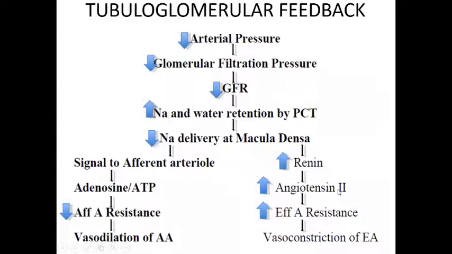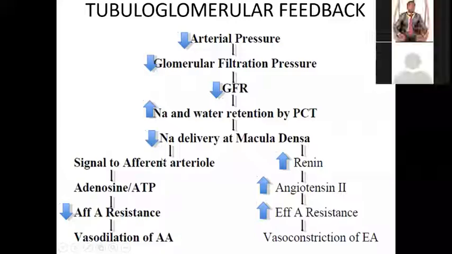So the angiotensin 2 has got an effect on the efferent arterioles and less effect on the afferent arterioles. Why? It's because the efferent arterioles are the ones that will have a lot of angiotensin 2 receptors.